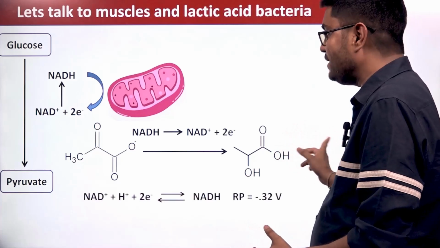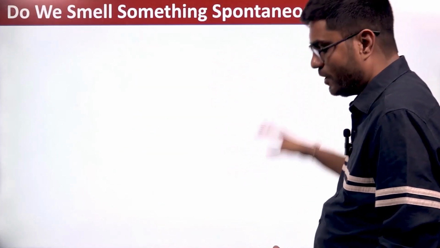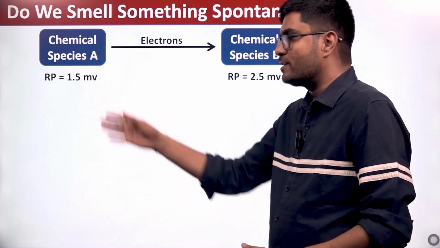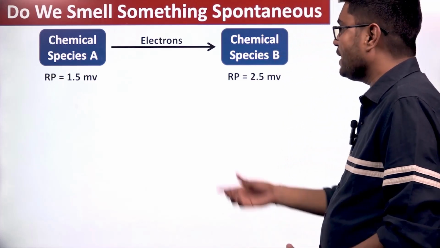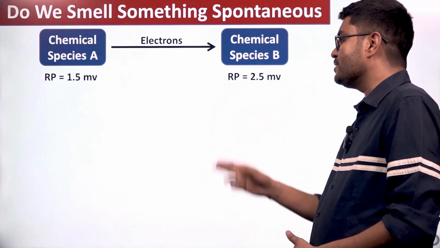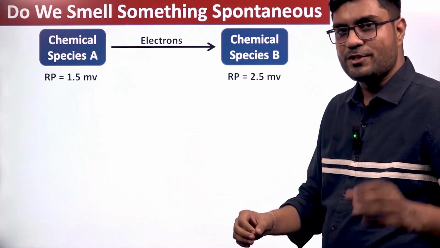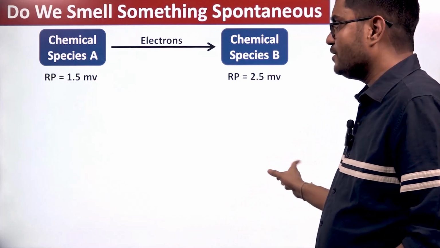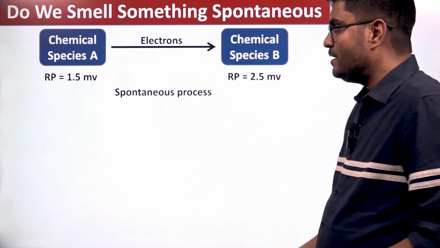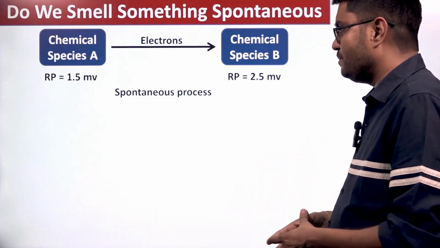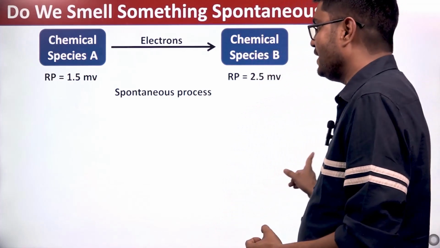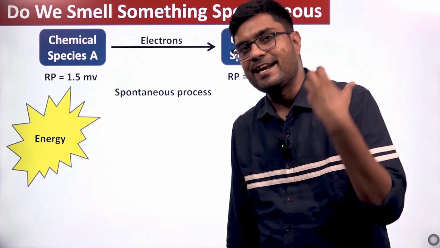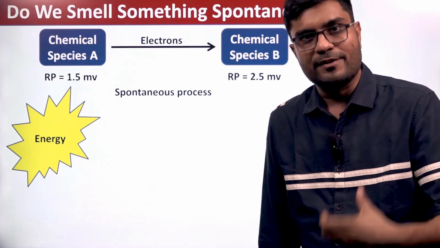So we are smelling something spontaneous. Again, we are having two species, chemical species A with low reduction potential 1.5 millivolt, chemical species B with high reduction potential 2.5 millivolt. Electrons will start moving from low reduction potential to high reduction potential spontaneously. The process is spontaneous. Whenever the word spontaneous comes into the picture of biochemical sciences, then it is always associated with release of energy. Every spontaneous process is having negative delta G, or some amount of energy will be released.